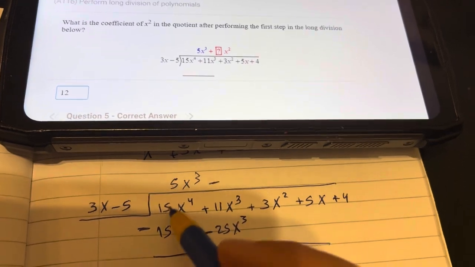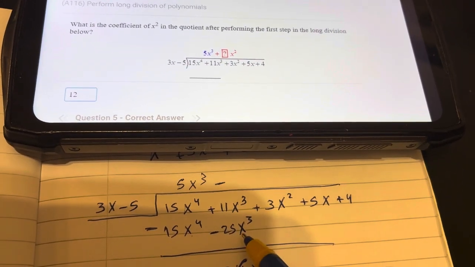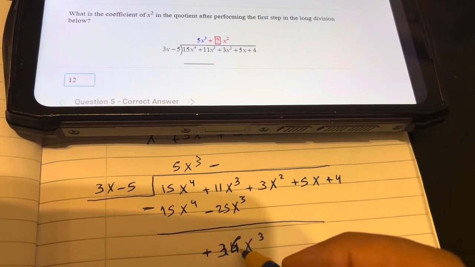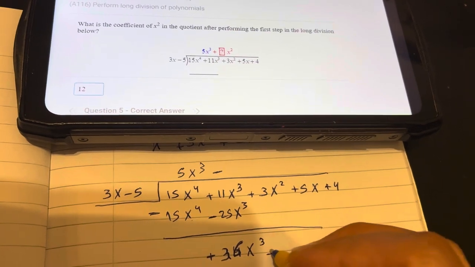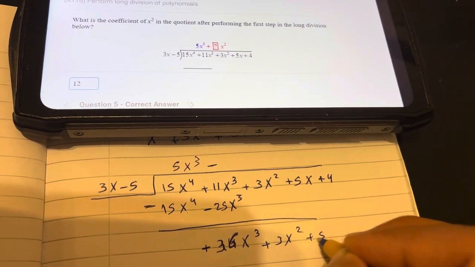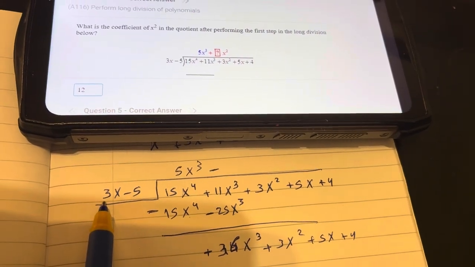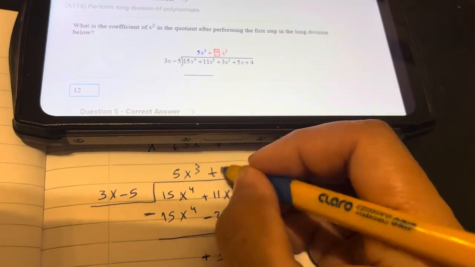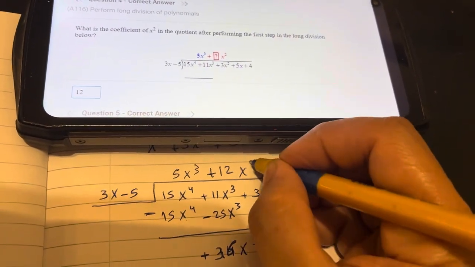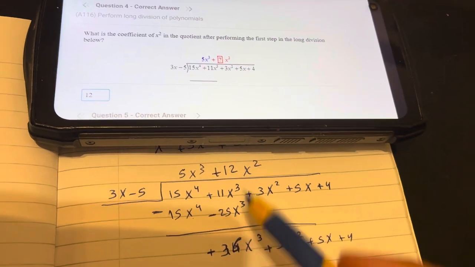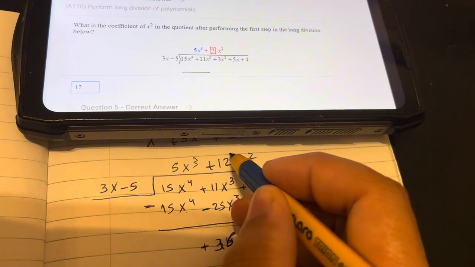This minus this. So 15, this will cancel this. 11 minus minus 25, so 11 plus 25, it will be plus 36x cubed. And then everything will go as it is, plus 3x squared plus 5x plus 4. 36 divided by 3 is 12. So plus 12. X cubed divided by x, so x squared. 12x squared. I don't need to continue. He just needs the number in front of x squared, so it will be 12.